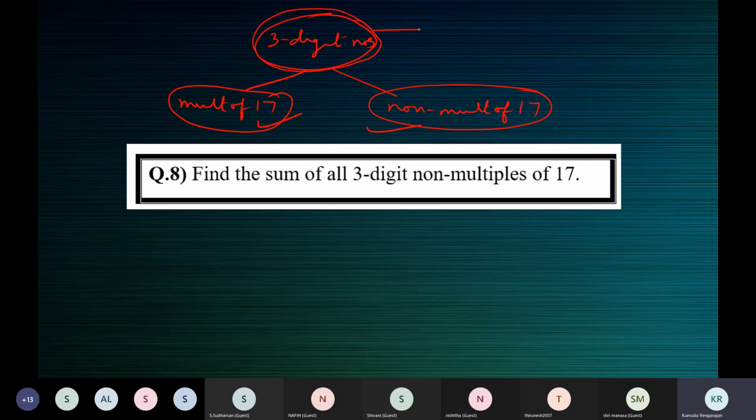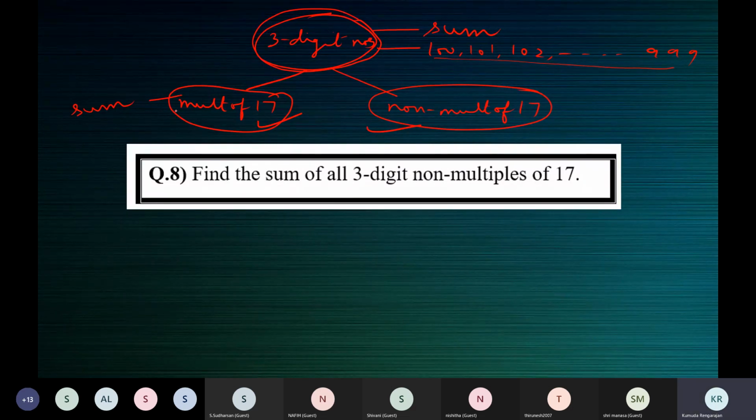So we'll first find the sum of all 3-digit numbers. And then we'll find the sum of all 3-digit numbers that are multiples of 17. You'll have to generate two different APs. The AP for this will be 100, 101, 102, and so on up to 999. You need to find the sum of all the 3-digit numbers.